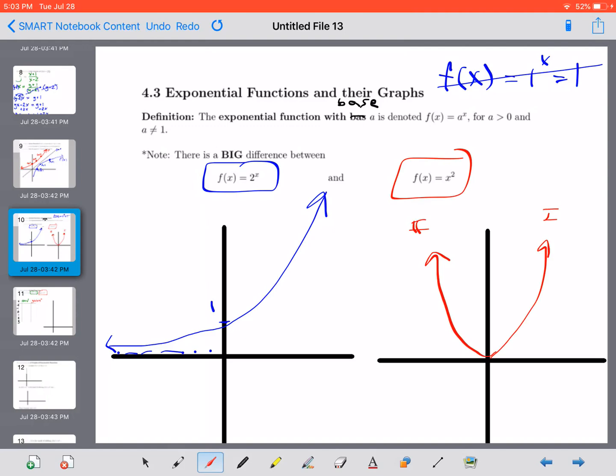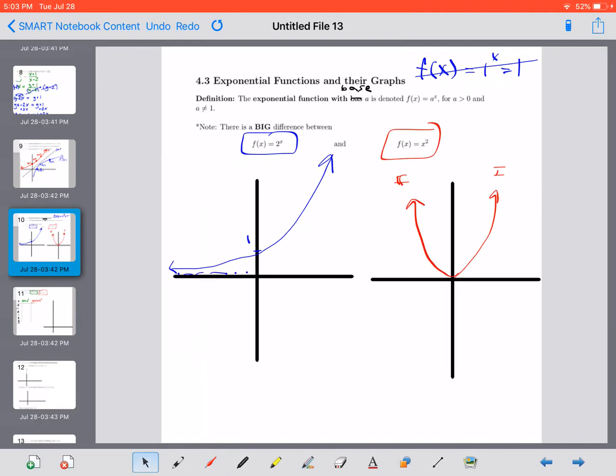They grow at very roughly the same speed at first, but once you get to, say, f of 5 in the second graph, this would be 5 squared. That'll give you an output of 25. So we'd have a point way up here somewhere at 5, comma 25.